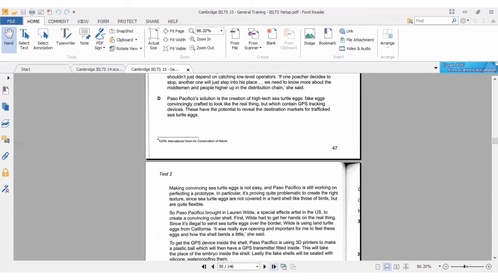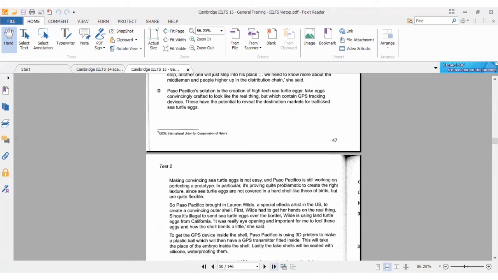Making convincing sea turtle eggs is not easy. And Passo Pacifico is still working on perfecting a prototype. In particular, it's proven quite problematic to create the right texture, since sea turtle eggs are not covered in a hard shell like those of birds, but are quite flexible. So Passo Pacifico brought in, I'm not even sure I'm pronouncing that name right, but no problem, Lauren Wild, a special effects artist in the US, to create a convincing outer shell. You see, they are describing how they are making something that is fake, that's not real.